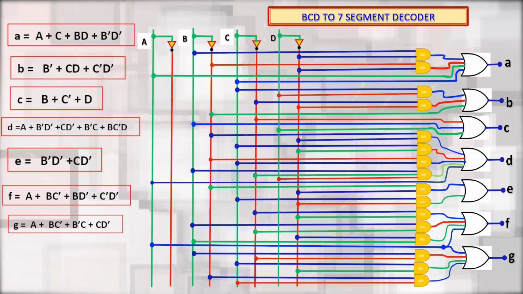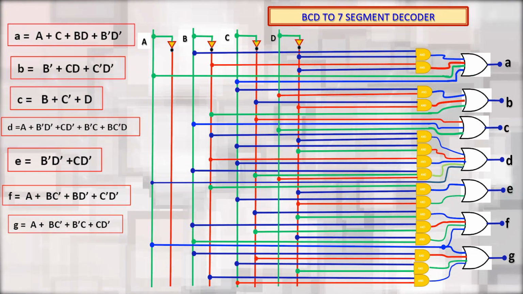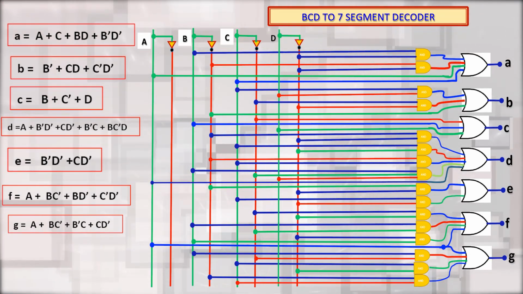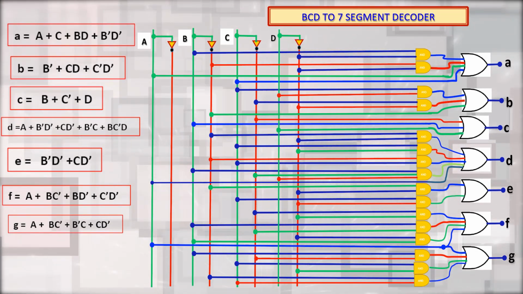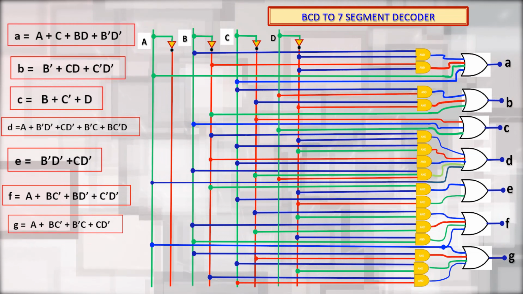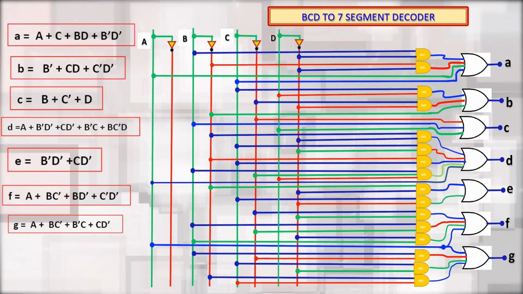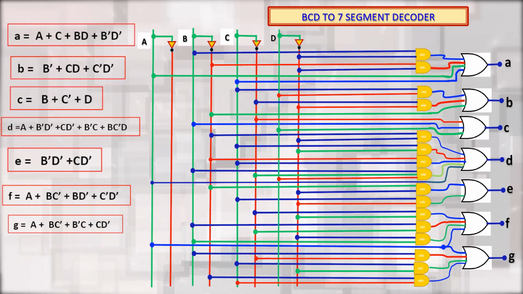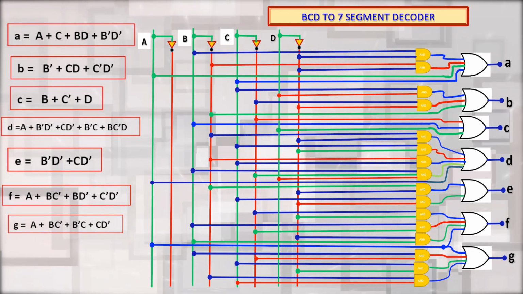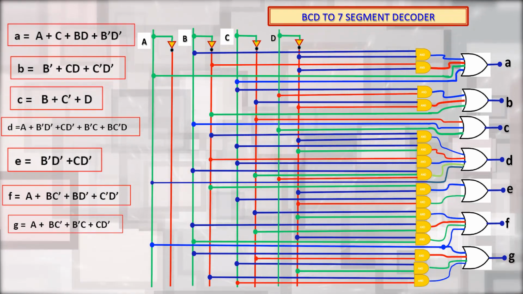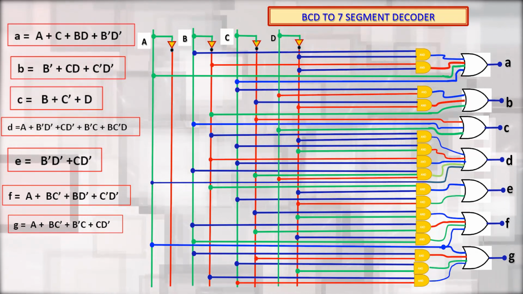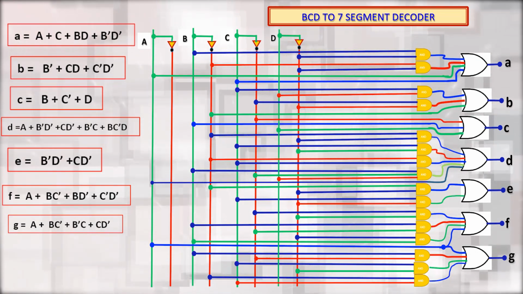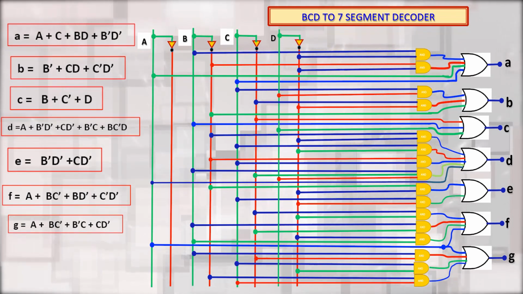Then the inputs B and D bar are connected to the AND gate and the output of this AND gate is again connected to the OR gate. So, to realize segment F, we will be needing a 4 input OR gate and to this OR gate we will be connecting these 4 terms, that is A, C bar D bar, plus B C bar and B D bar. So, this way we are able to realize the segment F.